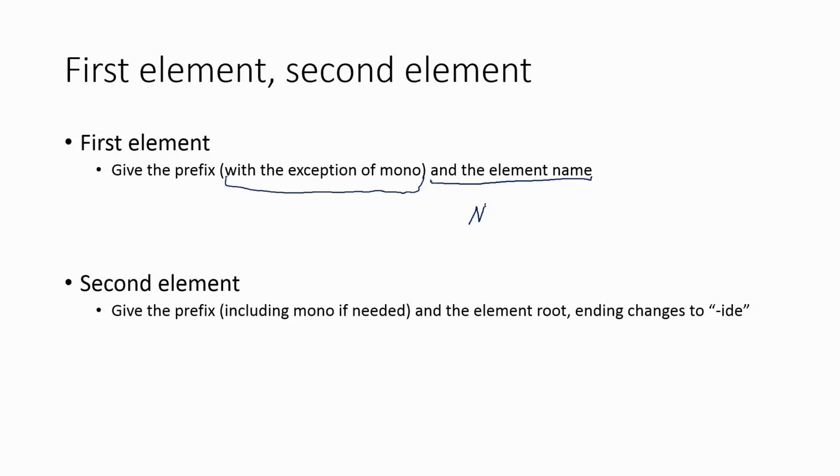So if we have N2O, for instance, we'd name this as dinitrogen. And then we get to the second part here. The second element, we give the prefix, and here we do say mono if we need to, and the element's root, and then change the ending to "ide." So it's kind of like pretending this is an anion, even though we know there's no ionic nature to a covalent compound. So again, with N2O, we name the second part of this monoxide.